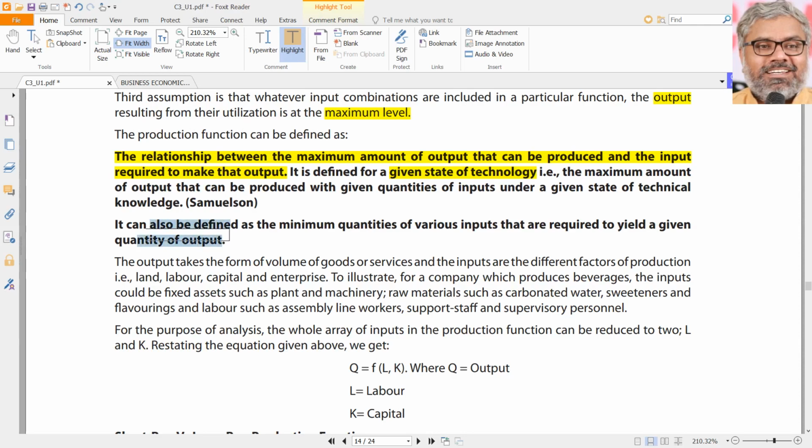Okay, it can also be defined in a different way. Like what? It is the minimum quantities of various inputs that are required to yield a given quantity of output. So here 2 points are there. Maximum output is generated by using a certain combination of inputs, or the same output is generated by using lesser quantities of inputs. So what is the bare minimum combination of inputs that are required to yield a particular quantity of output that is targeted? That is also the same. That can also be another way of expressing what a production function is.